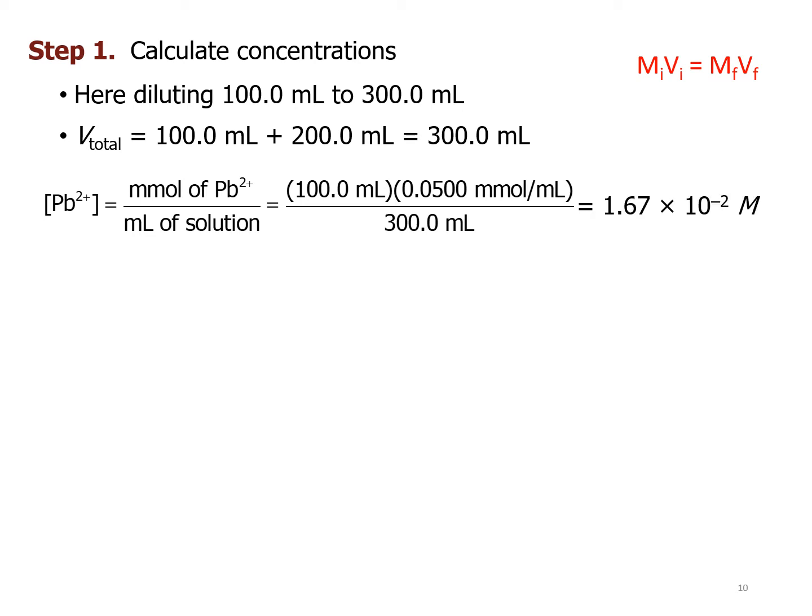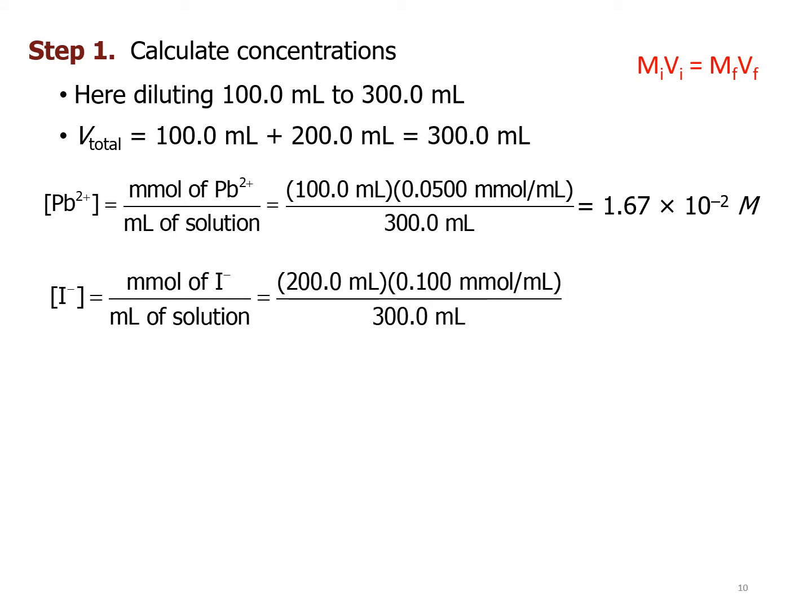That would give us the concentration of lead. Similarly, we'll solve for the concentration of iodide. Again, please don't confuse these millimoles and milliliters written in here. Essentially what we're looking for is moles divided by volume in liters.